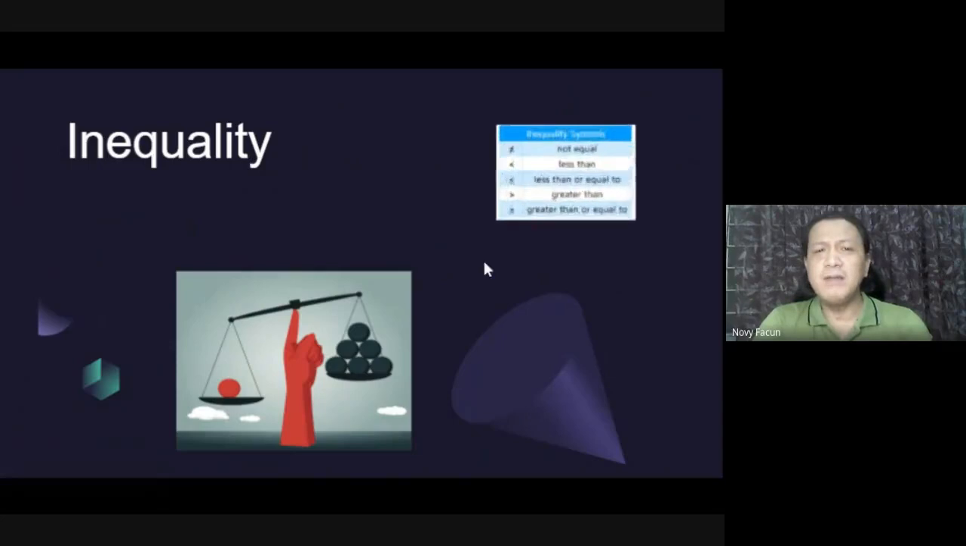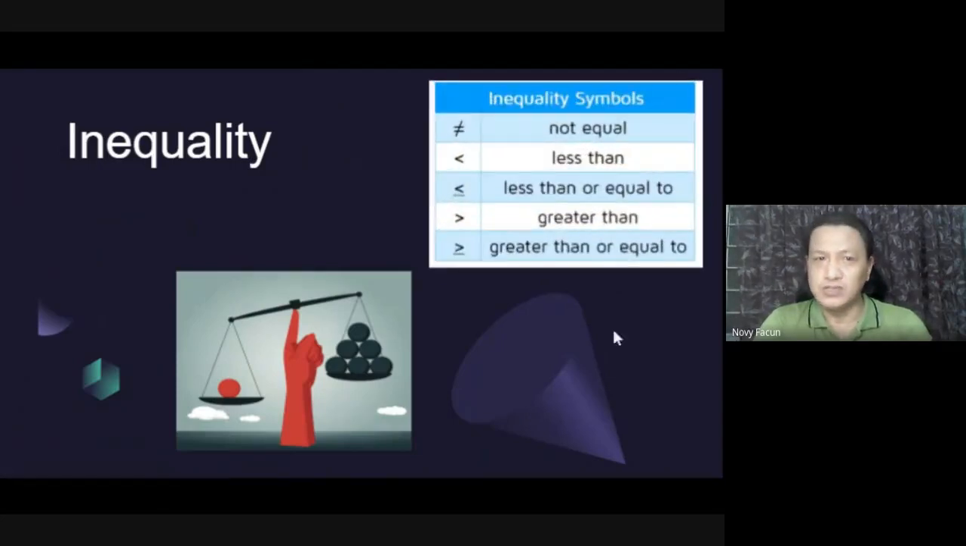Sa inequality, meron tayong mga different symbols. So we have this, meaning not equal. And we have this, less than. This is less than or equal to. And this is the greater than symbol. And last one, this symbol is read as greater than or equal to. Take note of the symbols for inequality.